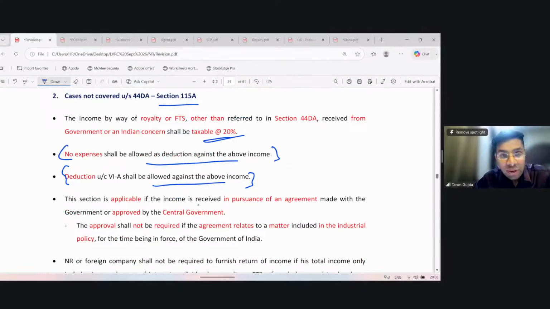This section is applicable if the income is received in pursuance of an agreement made with the government or approved by the Central Government. So either the royalty or FTS is received under an agreement with the government, or such agreement is approved by the government. However, the approval is not required if the agreement relates to a matter included in the industrial policy for the time being in force of the government of India.